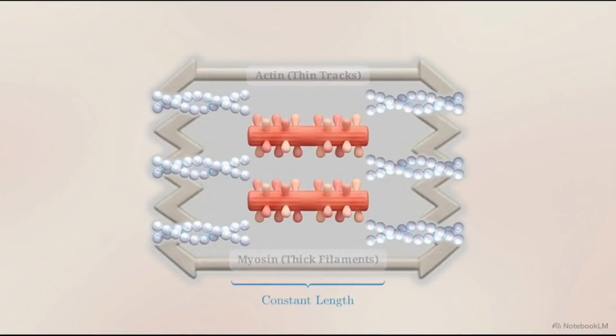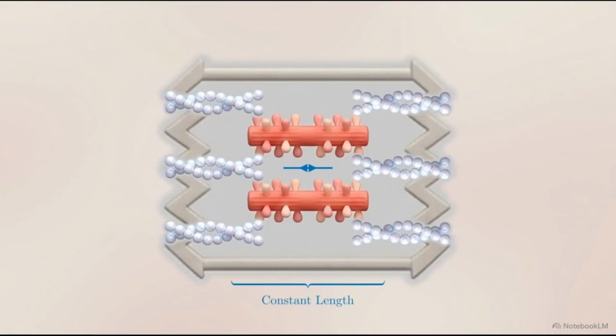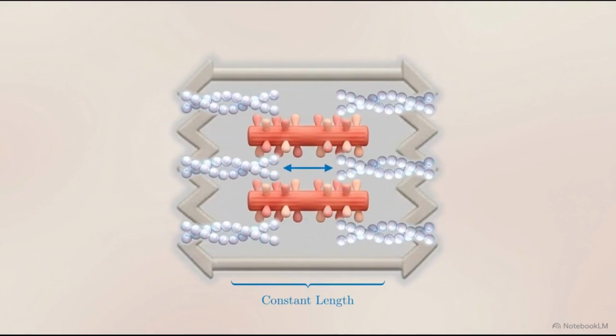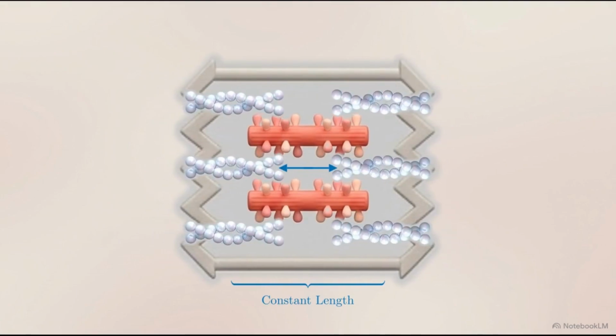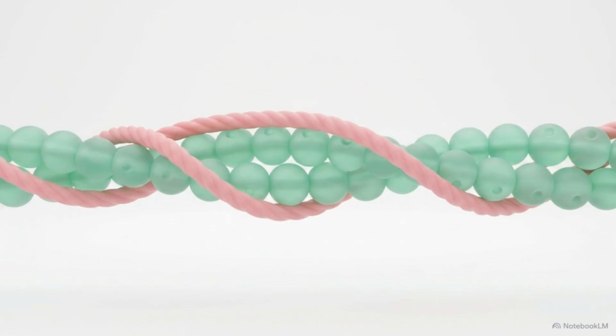Inside, thick myosin filaments and thin actin strands overlap. When contracting, these filaments do not shrink. They slide past one another to mechanically shorten the unit. In a resting state, this sliding engine cannot move. The actin tract is physically obstructed by regulatory proteins that block the binding sites.